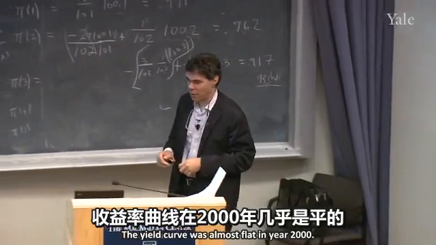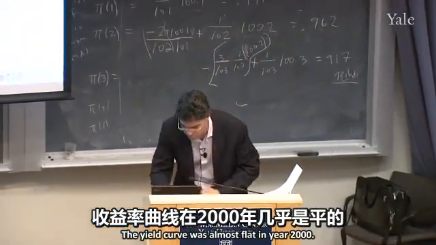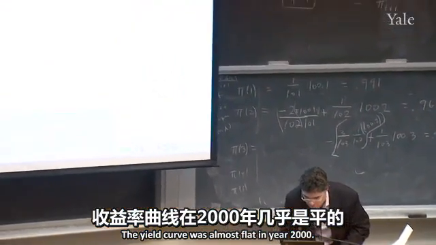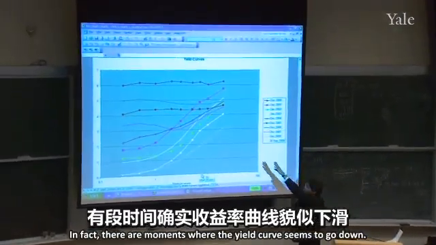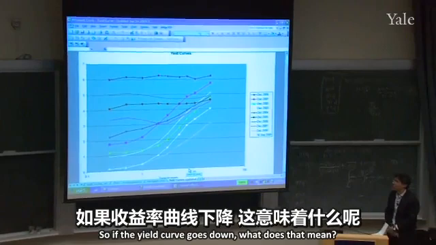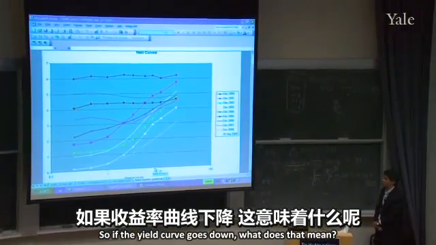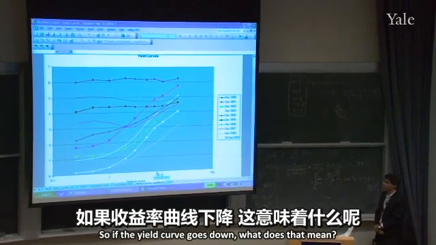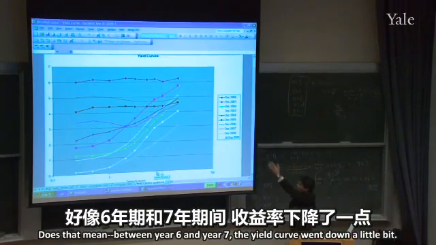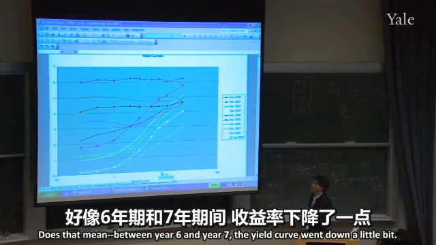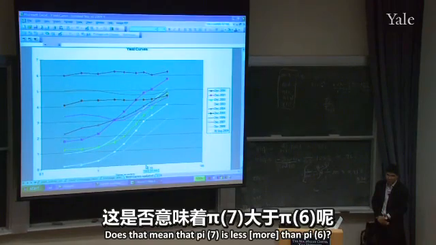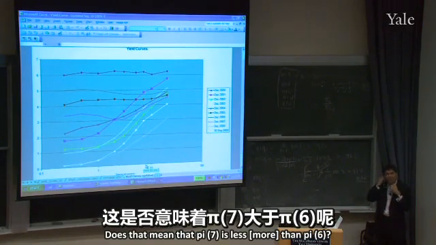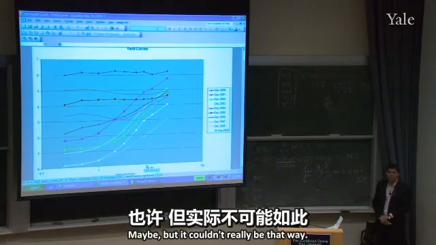The yield curve was almost flat in the year 2000. Okay, so in the year 2000, the yield curve was almost flat. In fact, there are moments where the yield curve seems to go down. Okay, so what is that? If the yield curve goes down, what does that mean? Does that mean that between year 6 and year 7, the yield curve went down a little bit? Does that mean that pi 7 is less than pi 6? Maybe, but it couldn't really be that way.